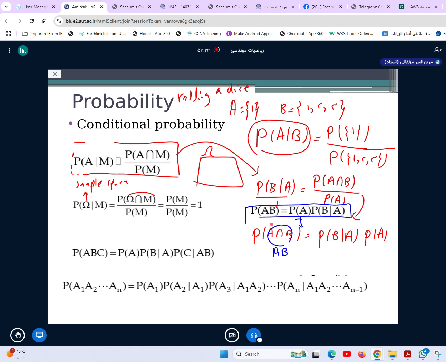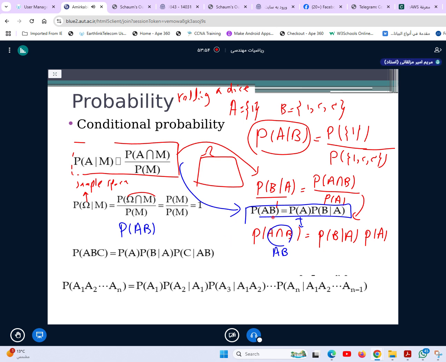This notation is used in the probability theorem when we write probability of A, B. It means that probability of intersection of A and B. So probability of intersection of A and B is equal to probability of A times probability of B given A. So it's not a new formula. It's a reformulation of the first formula.